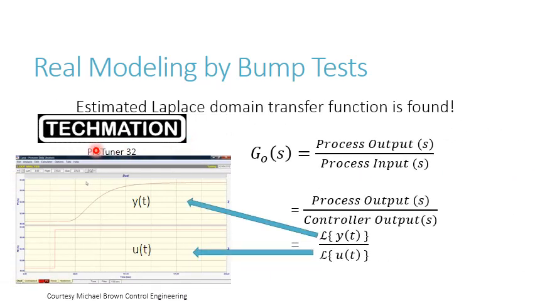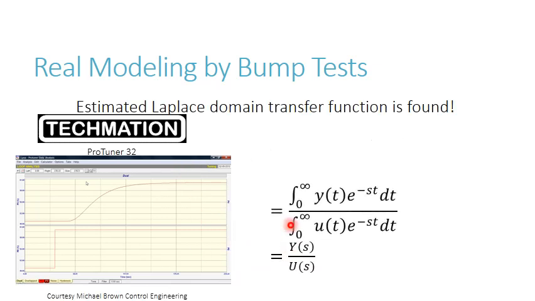Here's an example of how ProTuner 32 does its job. Here you see the data. This is real data coming from the output of a plant, and here's your controller output in your open loop test. And look what they do here. You have the time domain data, and how do you find the transfer function? Well, the transfer function of the process is just the output of the process over the input of the process in the Laplace domain. And what is the input to the process? It's the controller output in this case. And you have that time domain data. So what do you do? You just take the Laplace transform, and look, there you are.